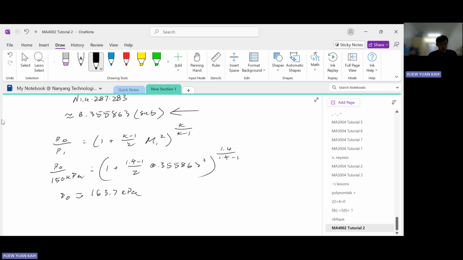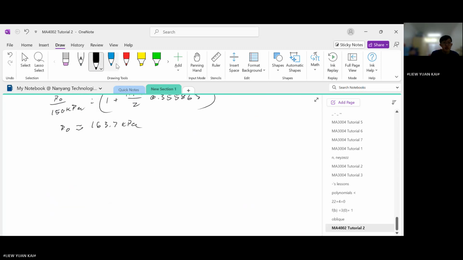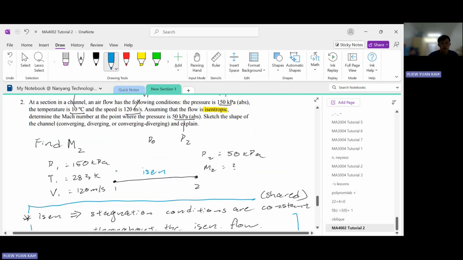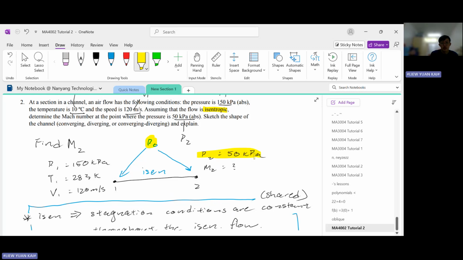So this is useful because points 1 and 2 share the P naught. What I mean is P naught for point 1 is equal to P naught for point 2. And since we know the stagnation pressure and the static pressure at point 2, this will help us find the Mach number. Having P2 and P naught will help us find the Mach number.